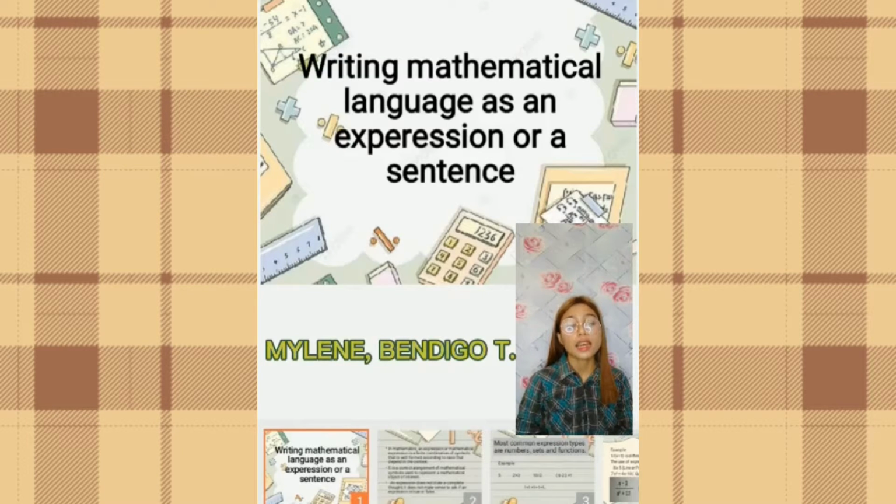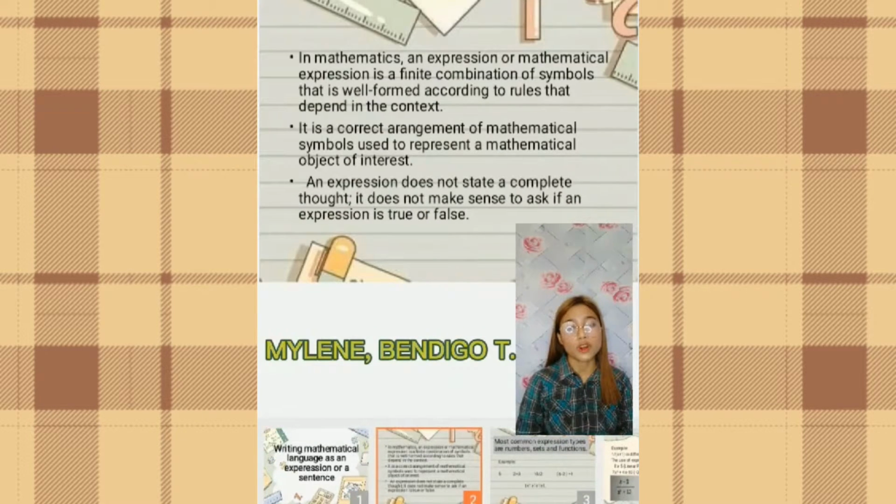Today I will discuss writing mathematical language as an expression or a sentence. In mathematics, an expression or mathematical expression is a finite combination of symbols that is well formed according to rules that depend on the context. It is a correct arrangement of mathematical symbols used to represent a mathematical object of interest.